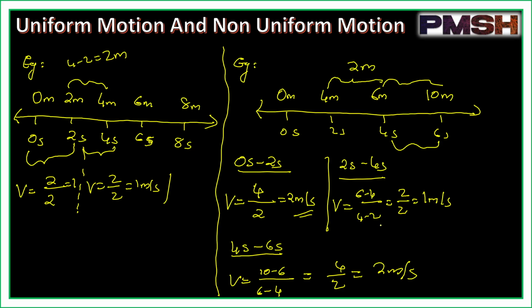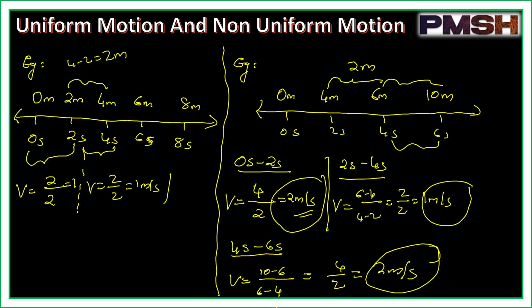So what can you observe? From 0 second to 2 second, the speed was 2 meter per second. From 2 second to 4 second, the speed is reduced to 1 meter per second. There is a change in velocity. That is what I have told, there will be an acceleration because there is a change in velocity. And 4 second to 6 second, again the speed increased to 2 meter per second. Clear? That means it is a varying speed. So that is an example for non-uniform motion.